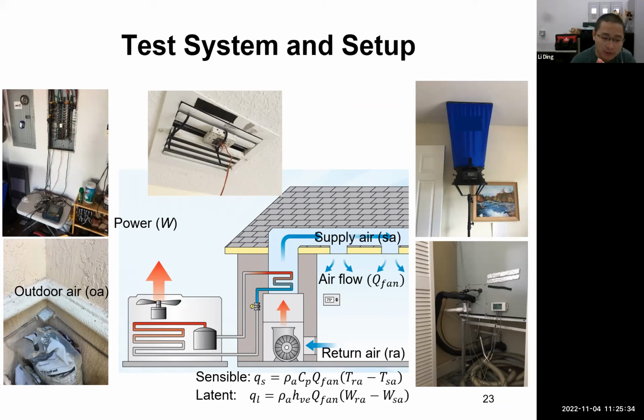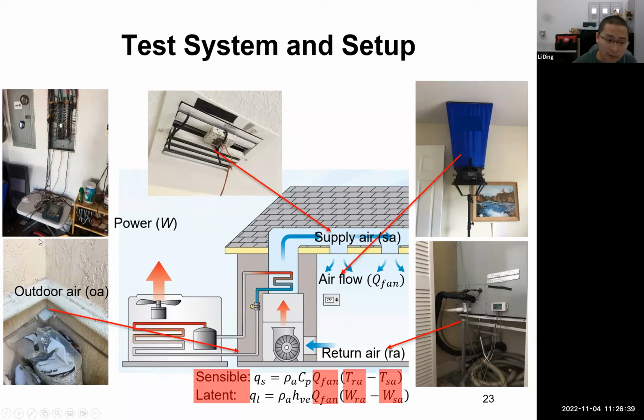Then we can show the measurements. As we said, we need the sensible and latent cooling load, and these two can be calculated based on these two equations. The air density rho, Cp, and hfg here are constant, so the rest should be measured. First is Qfan, which is the supply airflow rate. This can be measured by the hood here. The return air condition and the supply air condition are also required, and these two can be measured by the sensors. As we said, the experiments were conducted under different outdoor air conditions, so the outdoor air conditions should be measured.